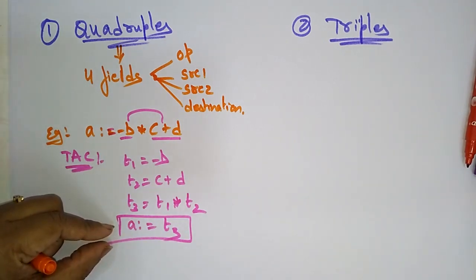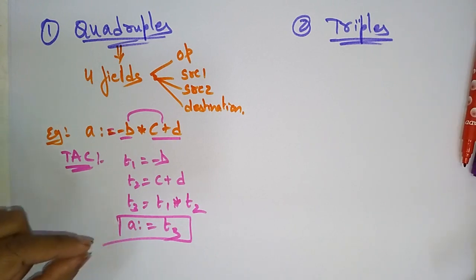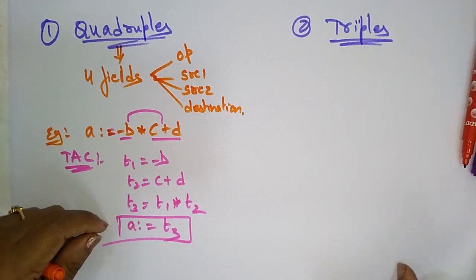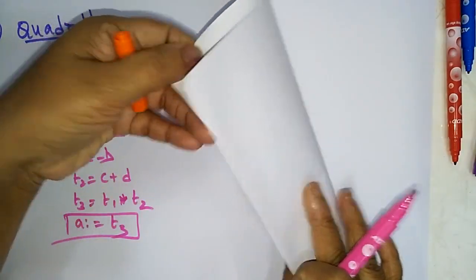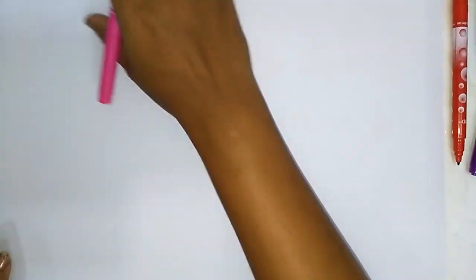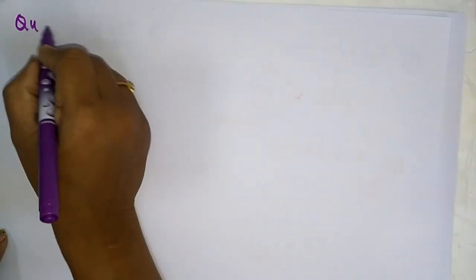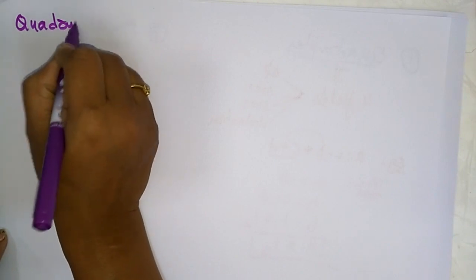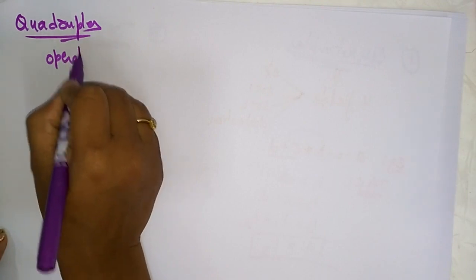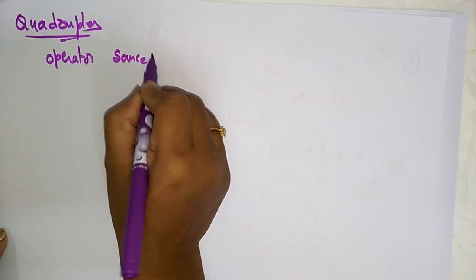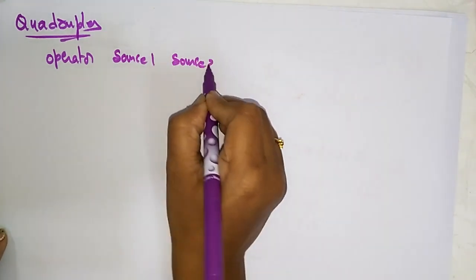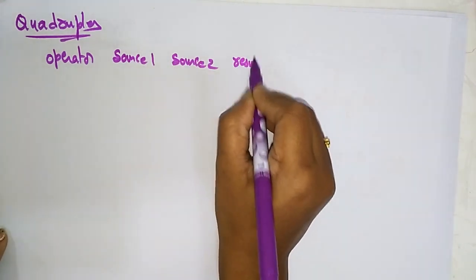Now I have to make it as a quadruple. Quadruple means these statements are represented as a quadruple like this. Let me show you the quadruple. Quadruples representation. Let's take the operator, source 1, source 2 and the result or destination.